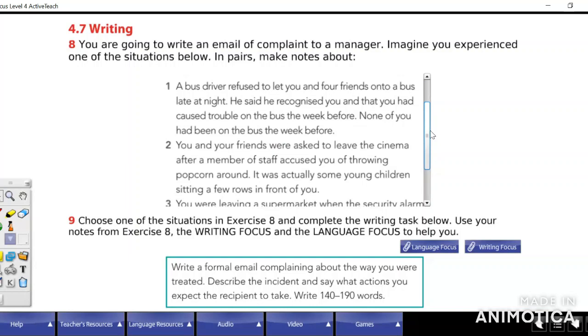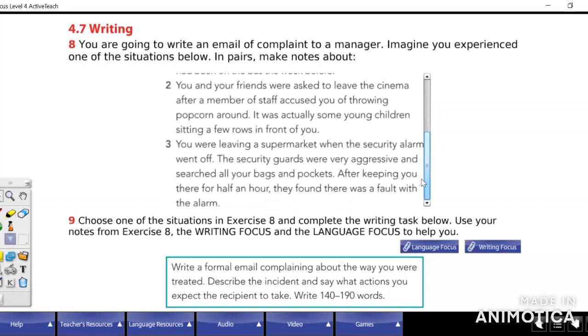In the second situation, you have you and your friends. You were asked to leave the cinema after a member of staff accused you of throwing popcorn around. But it wasn't you, it was actually some young children who were sitting a few rows in front of you. And the third situation, you were leaving a supermarket when the security alarm went off. The security guards were very aggressive and searched all your bags and pockets. After keeping you there for half an hour, they found out it wasn't you, there was a fault with the alarm.